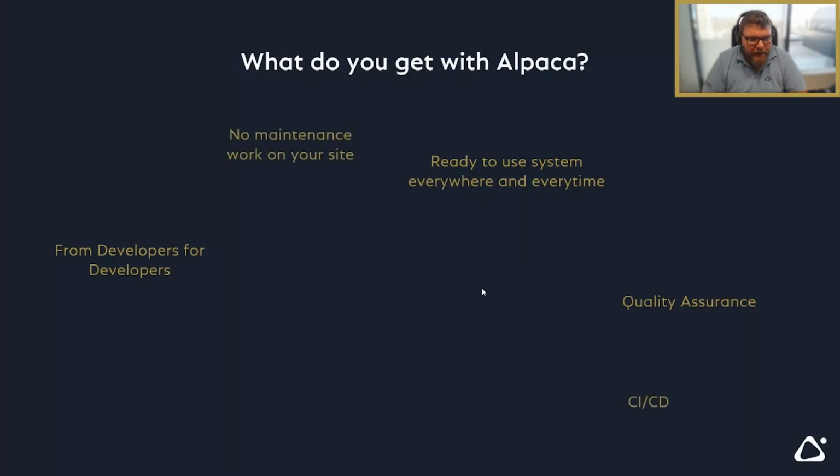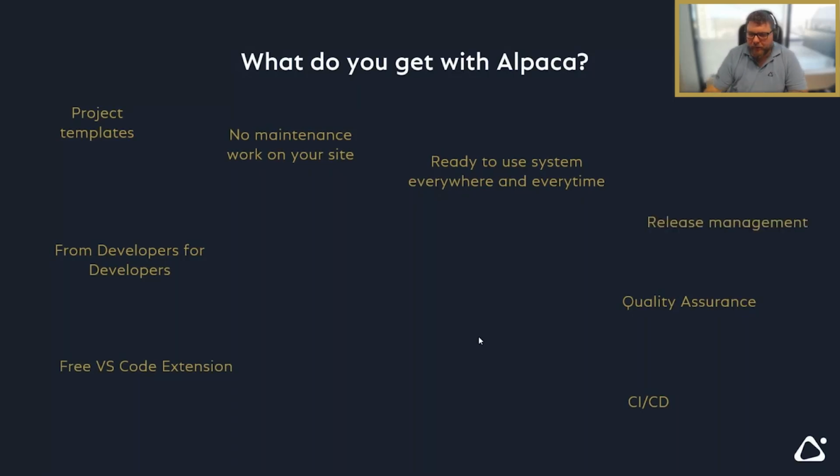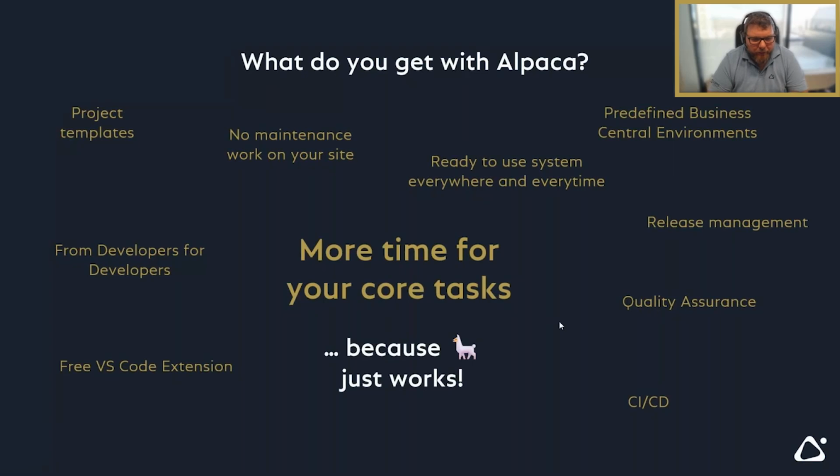You don't need any maintenance on your side anymore, because we keep your Business Central development environments up and running. We have project templates to fast start a new project for you. A VS Code extension, which is supporting your development process, release management, and predefined Business Central environments, which is one of our most important features from COSMO Alpaca. To sum it up, we have more time for your core tasks because COSMO Alpaca just works and helps you to improve everything inside of your project.